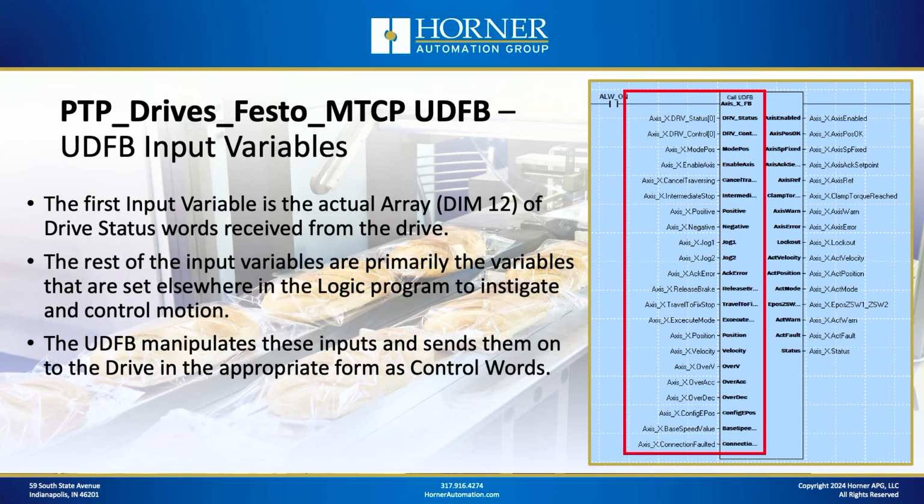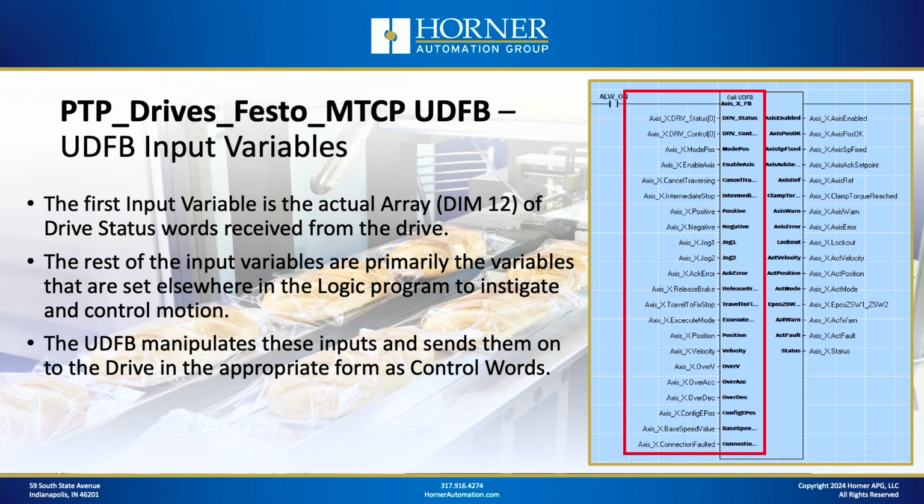Now, let's take a look at the input side of things. On the input variables, the first input variable you'll need to assign is the actual 12-word input array that is coming from the drive as the status word. So the same ones that you assign in the Modbus TCP configuration. And then the rest of the input variables are really the variables that you'll need to manipulate elsewhere in your program to set up the motion that you want to execute. Whether that is a sequence of moves going back and forth to particular positions, whatever you need in your application, you're going to manipulate those variables that are fed into the UDFB so that the UDFB can generate what's required to make the drive do its thing.